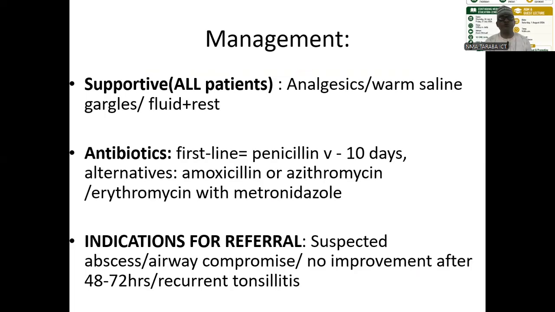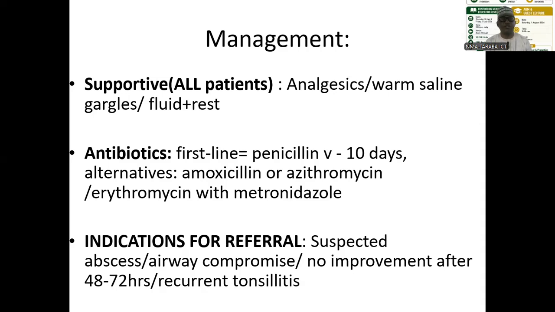What are you supposed to do? Mostly, the supportive care is analgesic and warm saline gargling. You can give IV fluid, and you admit the patient for a rest. After that, because they cannot swallow, you follow up with parenteral antibiotics, normally starting with ceftriaxone or IV Augmentin with metronidazole. But if they present at the level where they can still take oral, the alternatives are penicillin V, amoxicillin, or azithromycin or erythromycin with metronidazole, you can start with that to see whether you can control the condition.